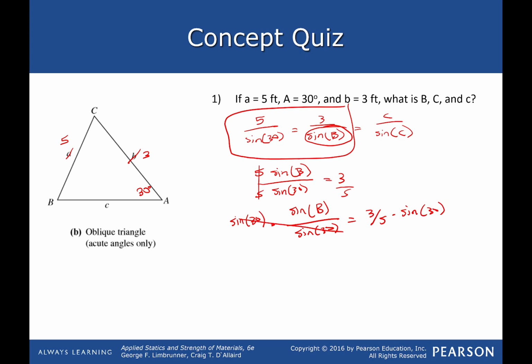And so that's what I get. And that equals 0.3. So sine of B is equal to 0.3. How did I know that? Sine of 30 is equal to a half. I just did it in my head.